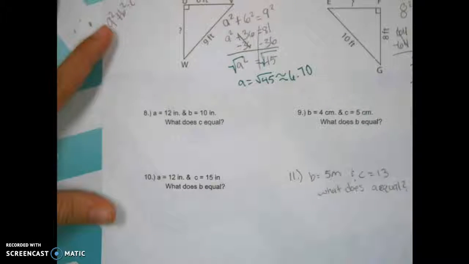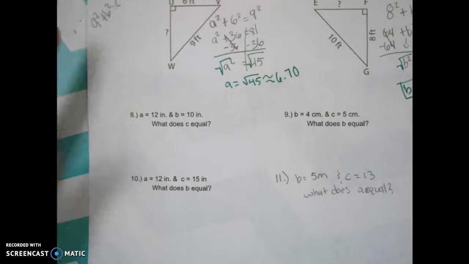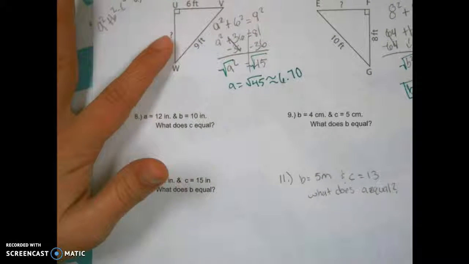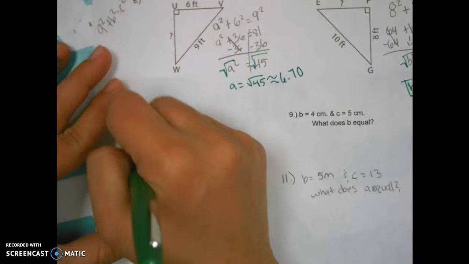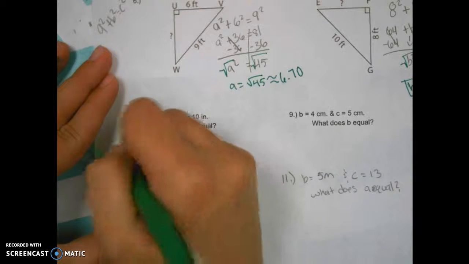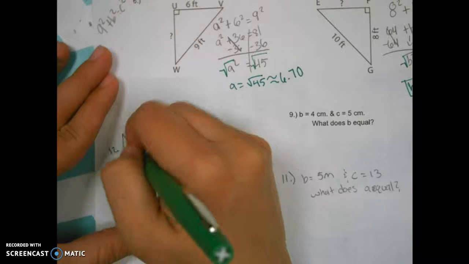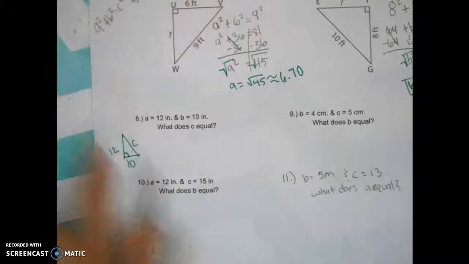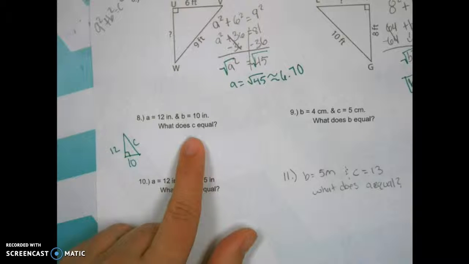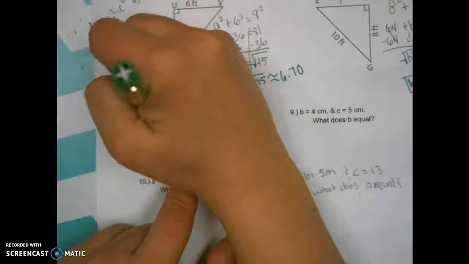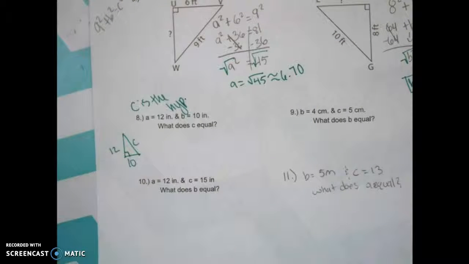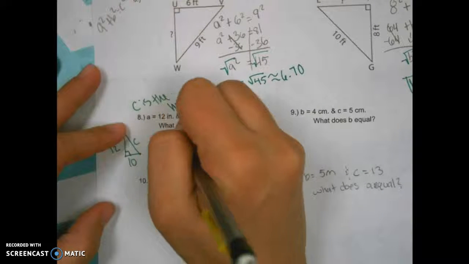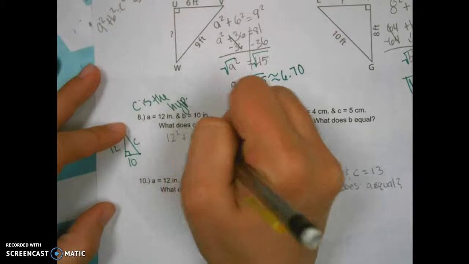Okay. Now on the test, you're going to get questions like this where it's not going to have the triangle for you. So one of the options you can do is draw your own triangle and label each of the sides. And it'll say, what does c equal, or what does the hypotenuse equal? Okay, c is the hypotenuse. So I know that I need to have 12 squared plus 10 squared, which will give me c squared.